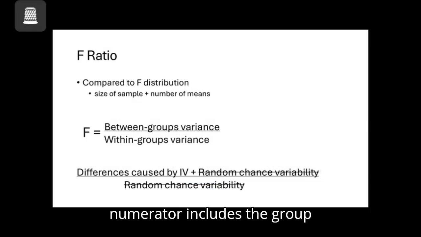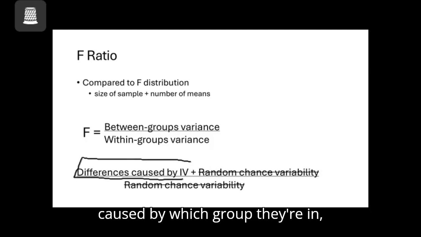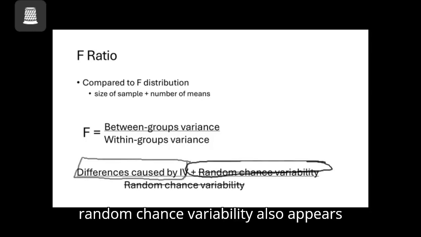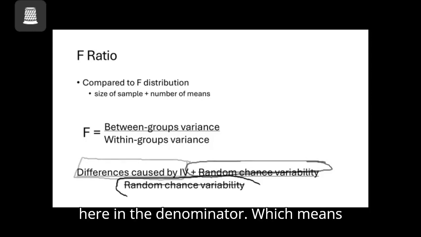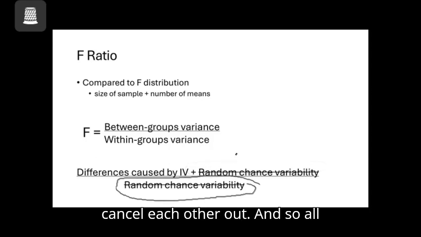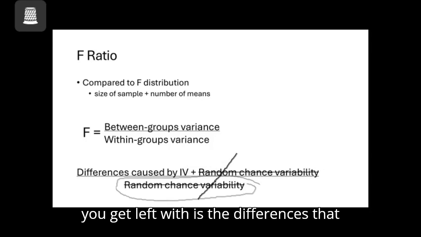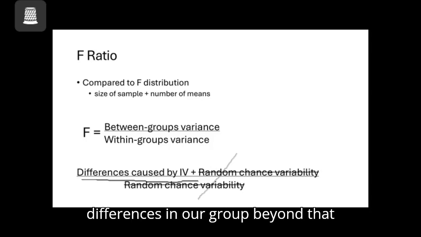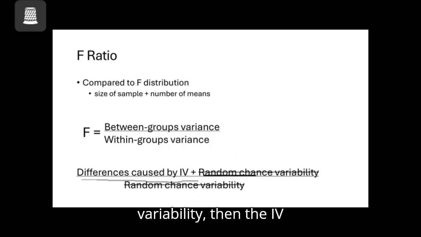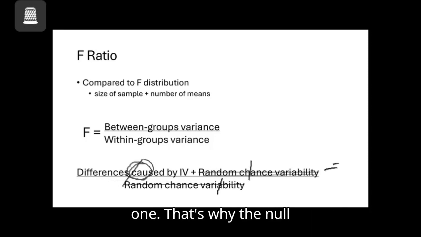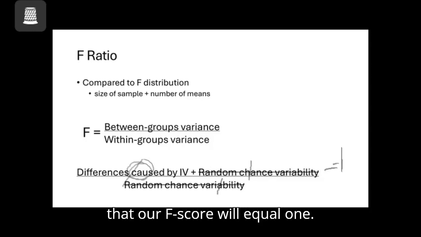So our numerator includes the group differences, so the differences that are caused by which group they're in, and all of the stuff that we're just going to classify as error. But that random chance variability also appears here in the denominator, which means if they are in both the numerator and your denominator, and you remember back to high school algebra, they're going to cancel each other out. And so all you get left with is the differences that are caused by our group assignment. Now, if there is no effect of our independent variable, there are no differences in our group beyond that random error, that random chance variability, then the IV differences become 0. So this becomes 0, and then you have this canceling out this, and that equals 1. That's why the null hypothesis is based on the expectation that our F score will equal 1.